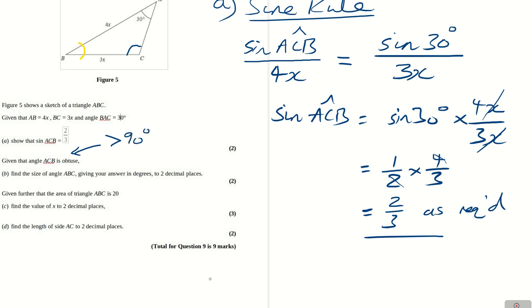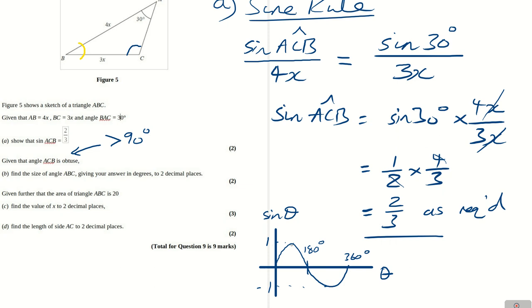Now, let's just think about why they tell us that. If you remember what the graph of sine looks like, so if I just call that theta and that sine theta, then you should remember that it looks something like that. And at the top there, that's +1. At the bottom there, that's -1. That there is 180 degrees. That's 360, and that there is 90 degrees.